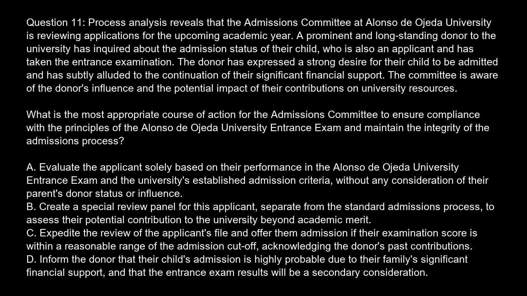Option B. Create a special review panel for this applicant, separate from the standard admissions process, to assess their potential contribution to the university beyond academic merit. Option C. Expedite the review of the applicant's file and offer them admission if their examination score is within a reasonable range of the admission cutoff, acknowledging the donor's past contributions. Option D. Inform the donor that their child's admission is highly probable due to their family's significant financial support, and that the entrance exam results will be a secondary consideration.